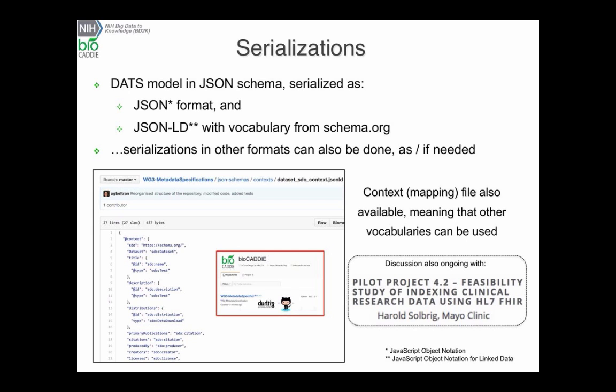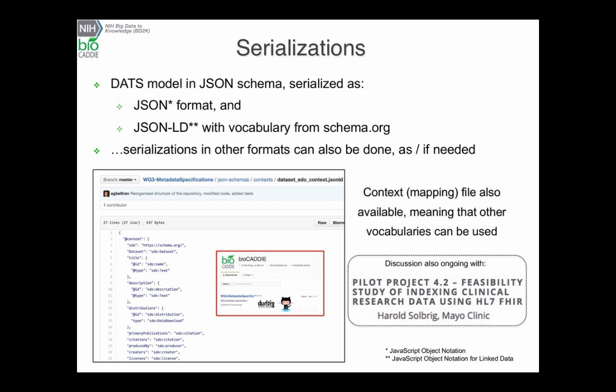And this also links to Harold, your comment earlier, that we need to slow down, because this is an ongoing discussion. So for the dataset, we decided to use the JSON schema, and so there is a serialization in JSON format, and we then also used the schema.org vocabulary. So we have a JSON-LD schema.org annotated serialization. Now, of course, this doesn't have to be the only serialization. We could have an XML if you want.